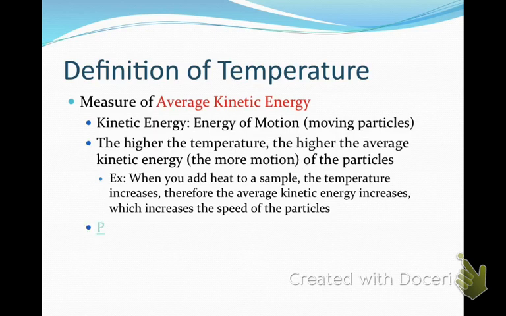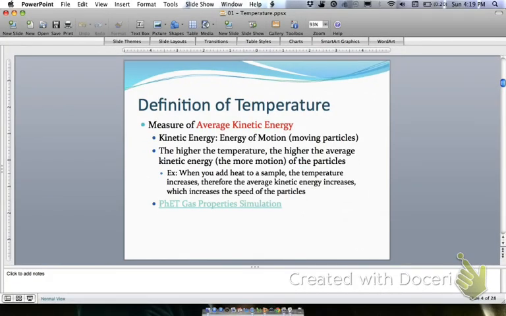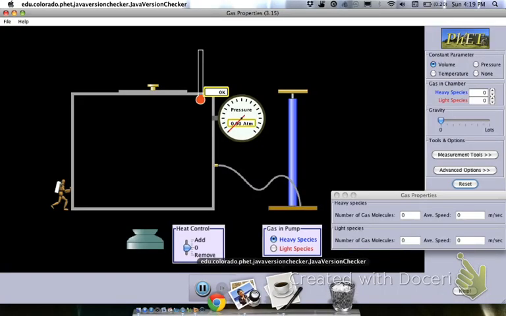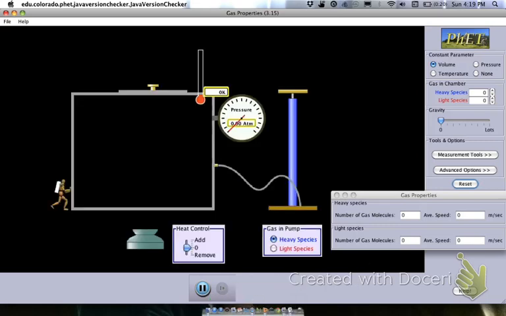We have a simulation from PhET, which is through the University of Colorado. If you haven't seen any of the University of Colorado simulations before, make sure you take a look at them. This one's on gas properties, and you could actually just look at this on your own computer as well. Just Google PhET, P-H-E-T, Colorado, and scan them to find the ones for gas properties.